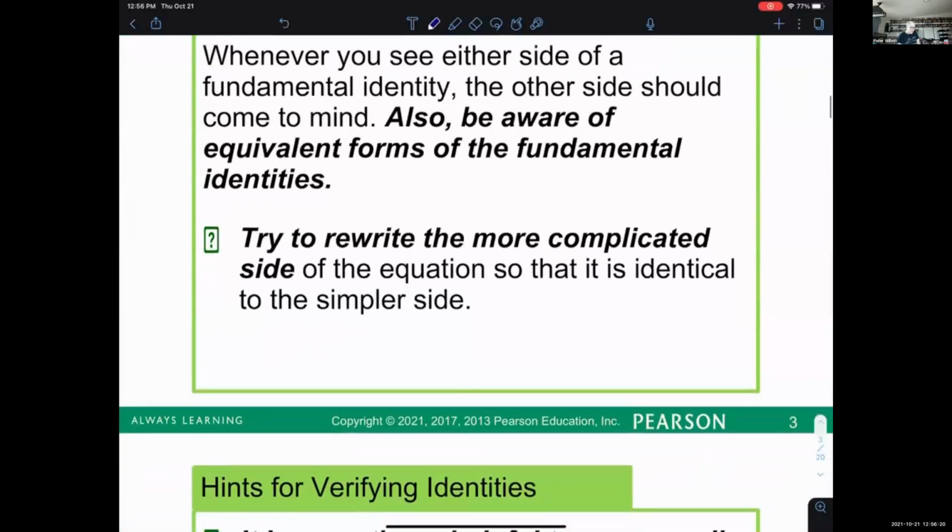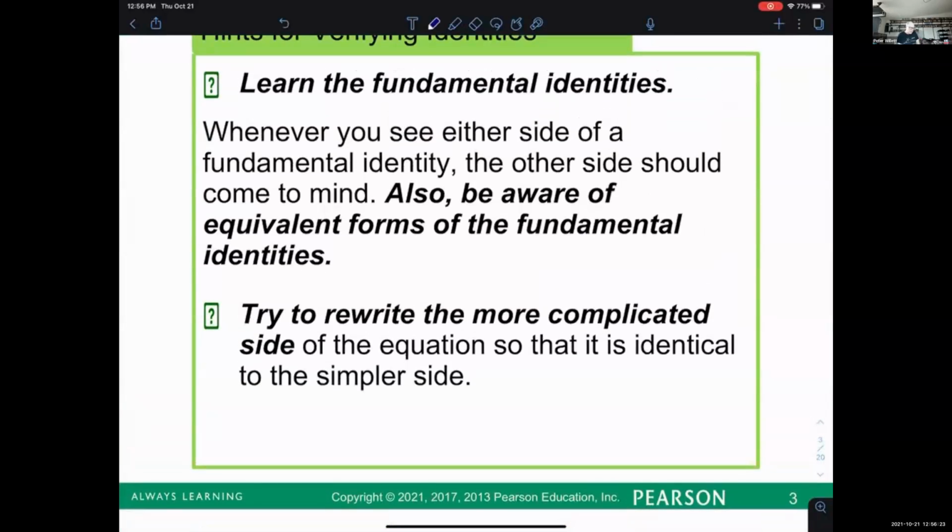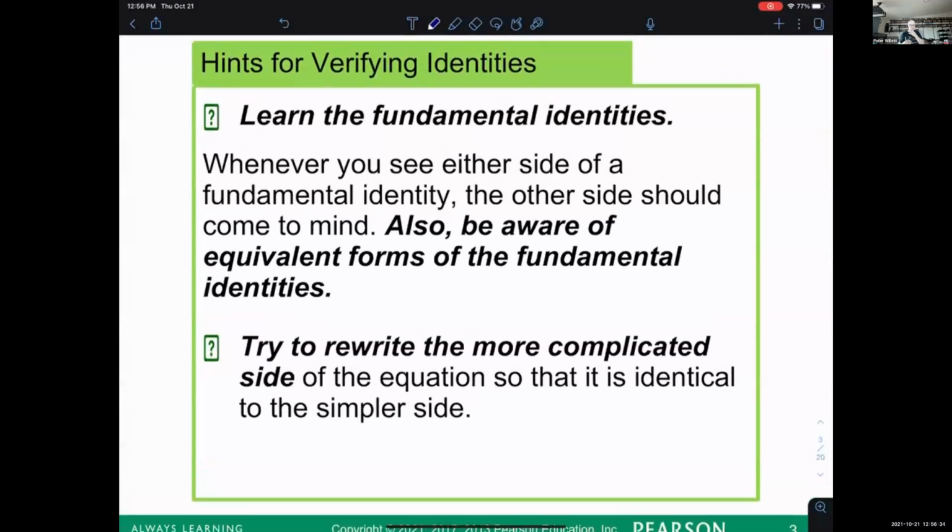So it then has also tried to rewrite the more complicated side of the equation so that it is identical to the simpler side. This is a very good strategy, because what we're going to be doing, as I mentioned in 5.1, is going to be very algebraic. There's going to be a lot of algebra, multiplying both sides, adding and subtracting both sides, simplifying fractions, things like that. And most of the algebra training that students have had have been to simplify things that are complicated, like combining like terms, canceling common factors in fractions, things like that.